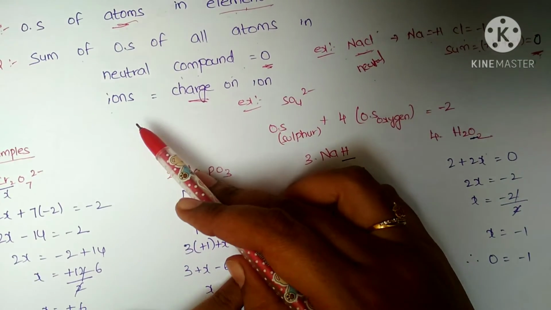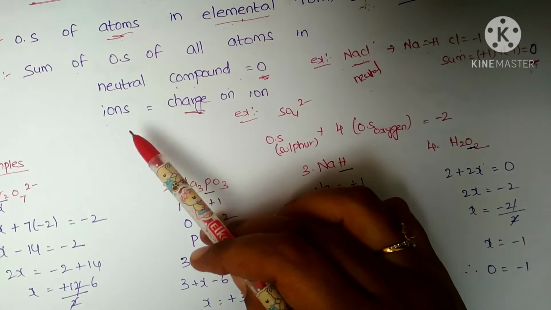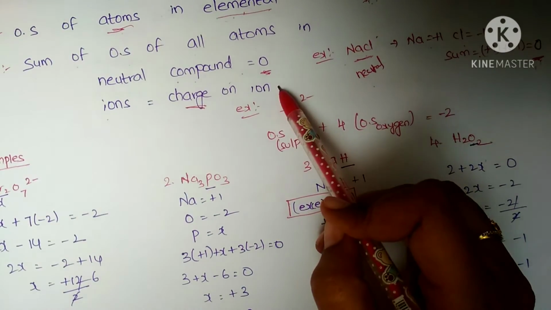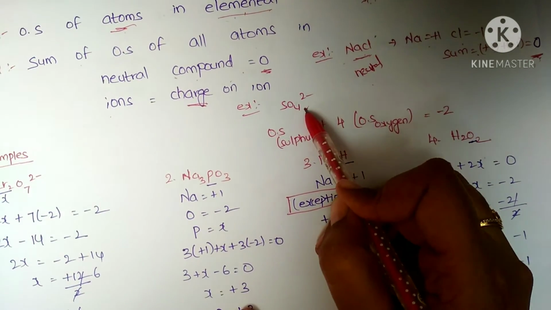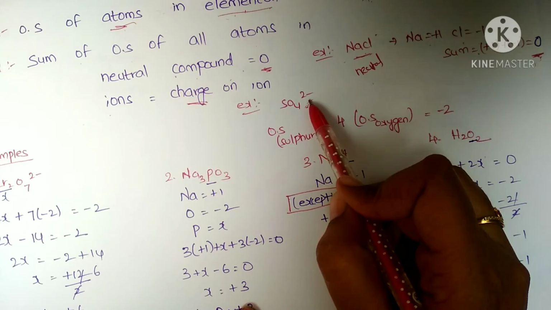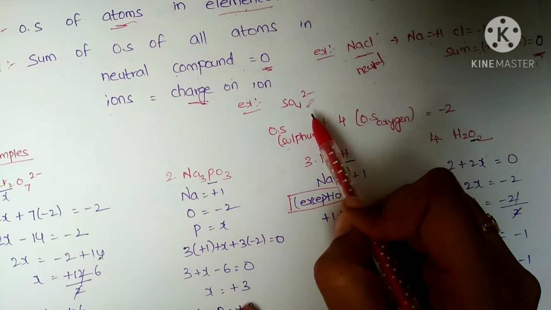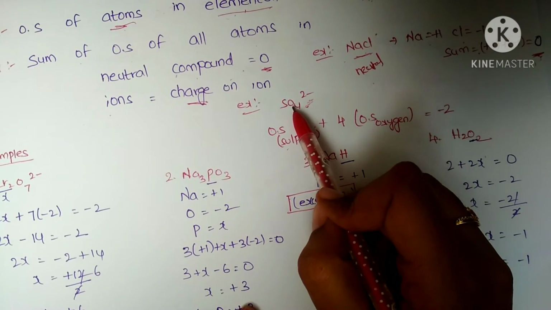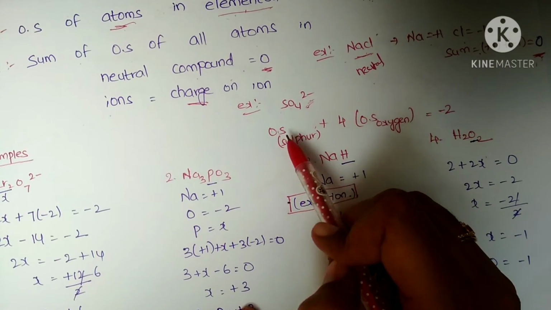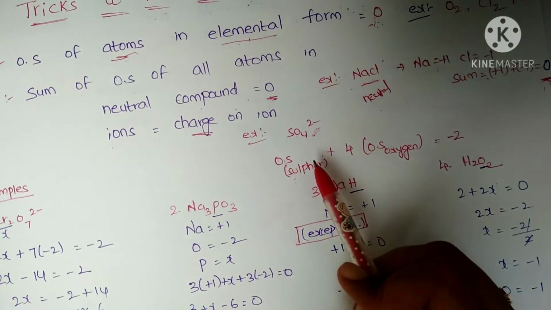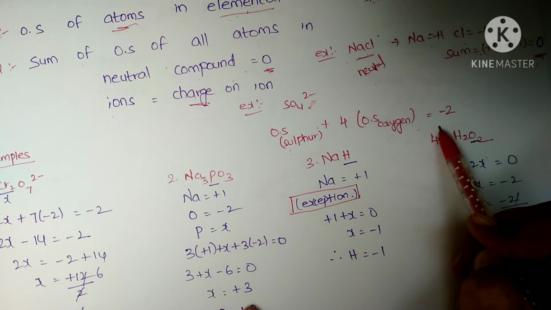Next, if ions are present in a given species, then the sum equals the charge on the ion. If you consider SO4 2-, that is the sulfate ion. Here you can see 2- is there. So the oxidation state of sulfur plus 4 oxidation states of oxygen, here OS means oxidation state, so the oxidation state of sulfur and the oxidation states of 4 oxygen atoms should equal -2.